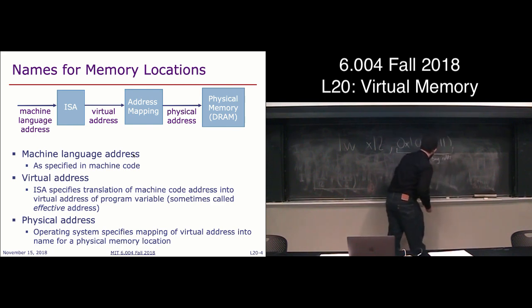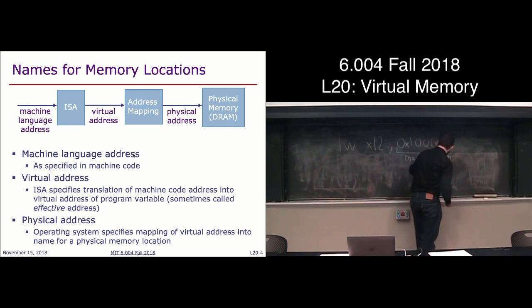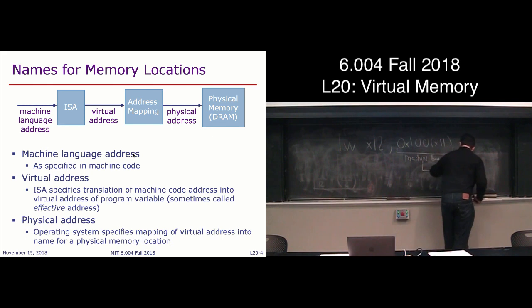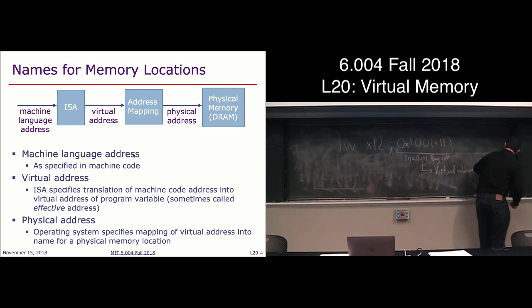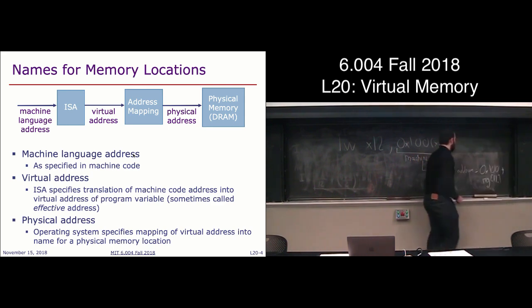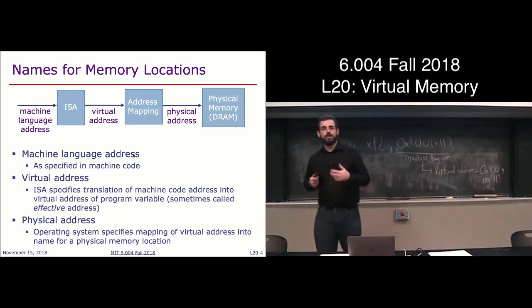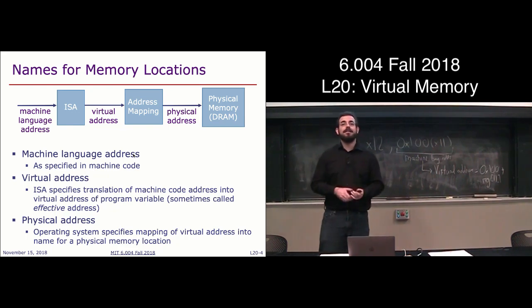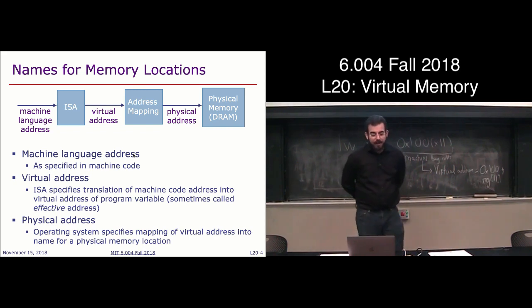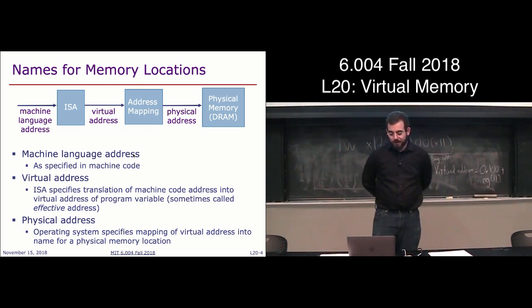The ISA will translate this into what we call the virtual address. And so in this case, it will be 0x100 plus the contents of register 11, right? So the processor will perform some operations to compute the virtual address, which we sometimes also call the effective address. And that's the address that the program, that the process, wants to access.